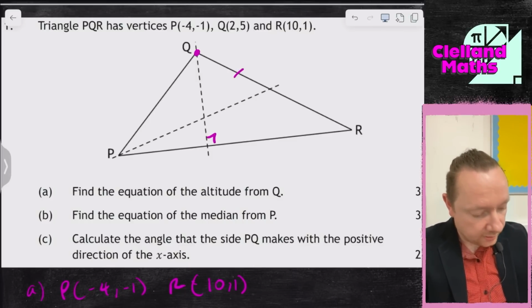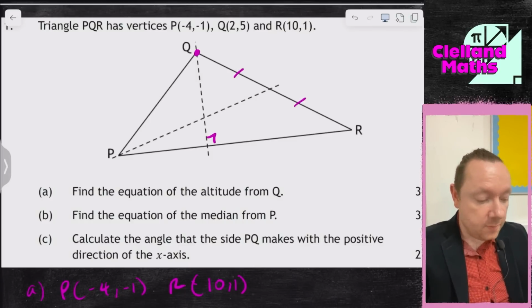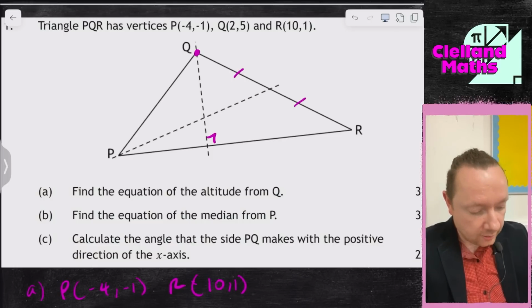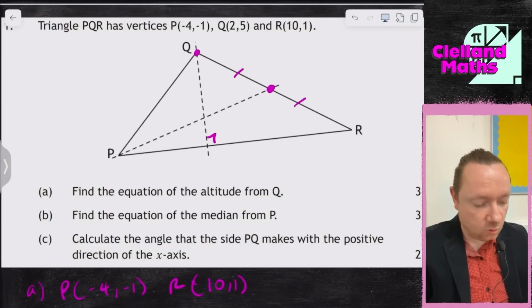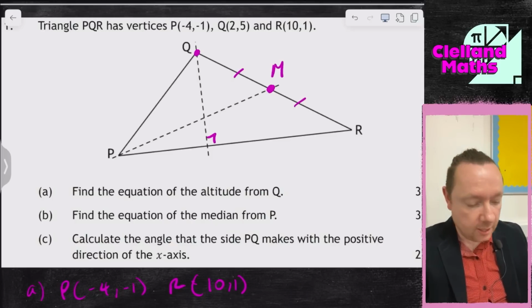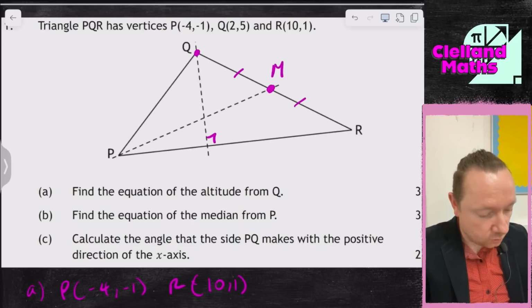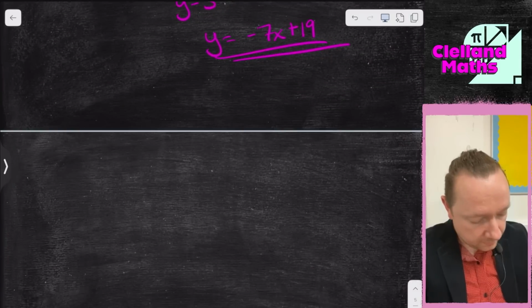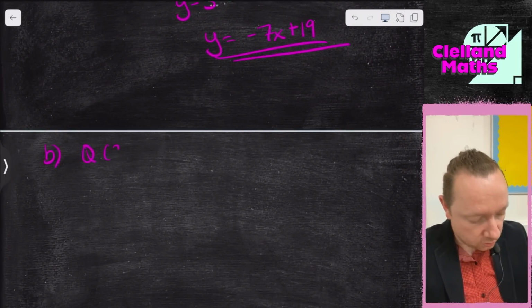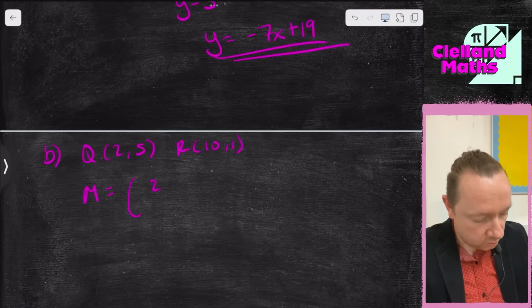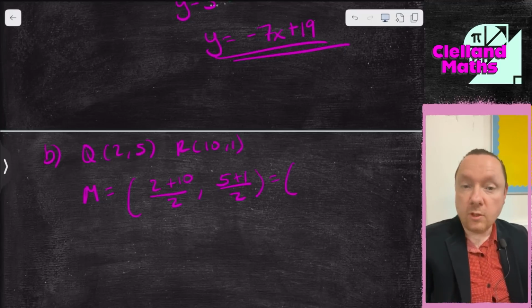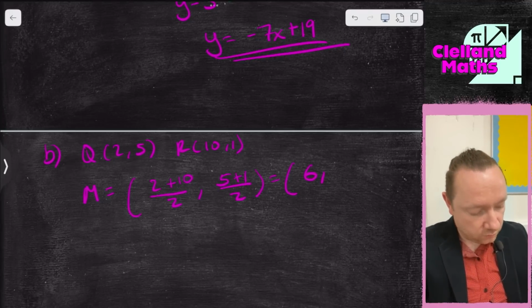Question B says, find the equation of a median from P. So it's cutting the opposite side in half. I need the midpoint of QR, and then I can do the gradient and so on. I'm going to call that M, the midpoint. Q is (2, 5) and R is (10, 1). So our midpoint M is (2 plus 10) over 2, (5 plus 1) over 2. 12 over 2 is 6, and 6 over 2 is 3.